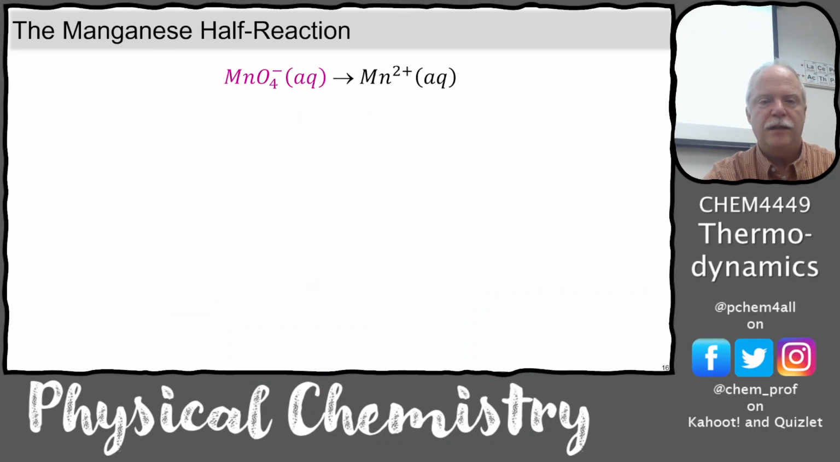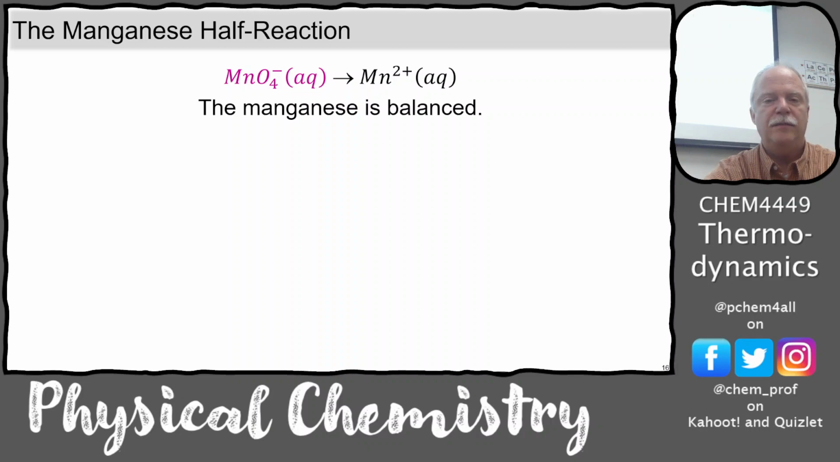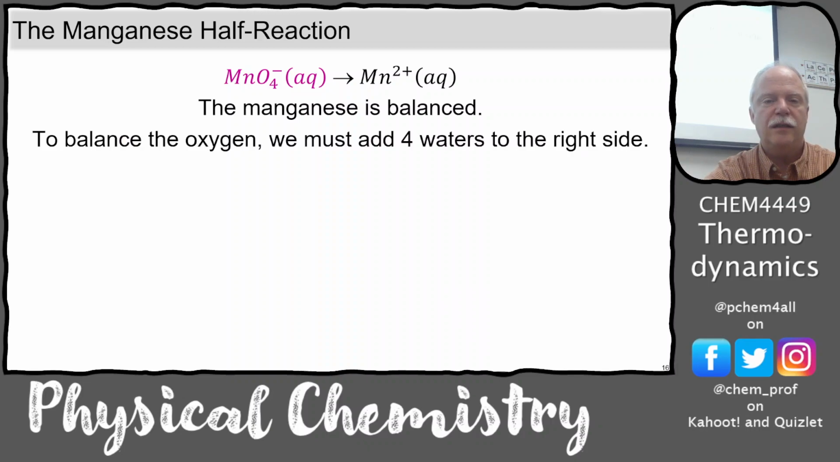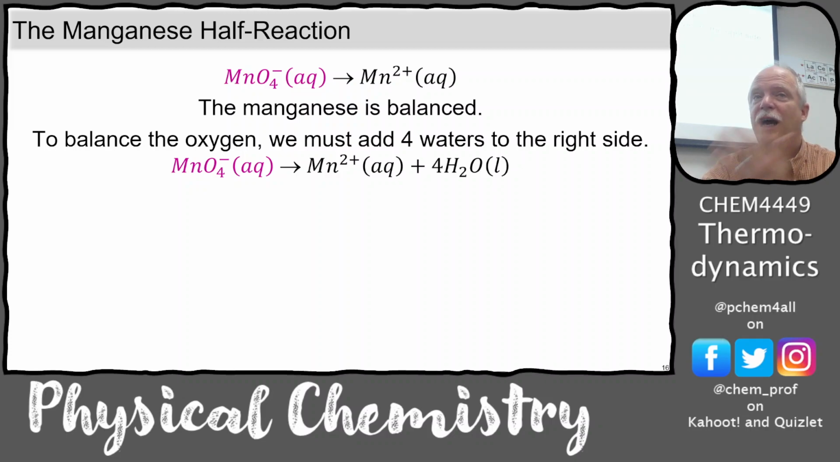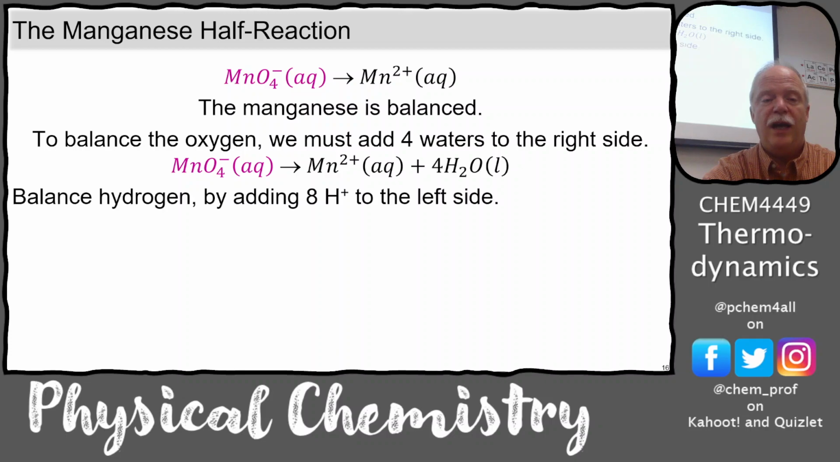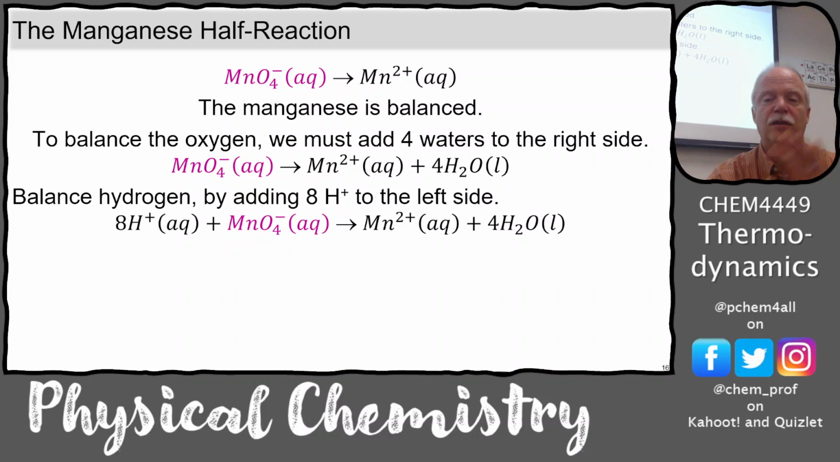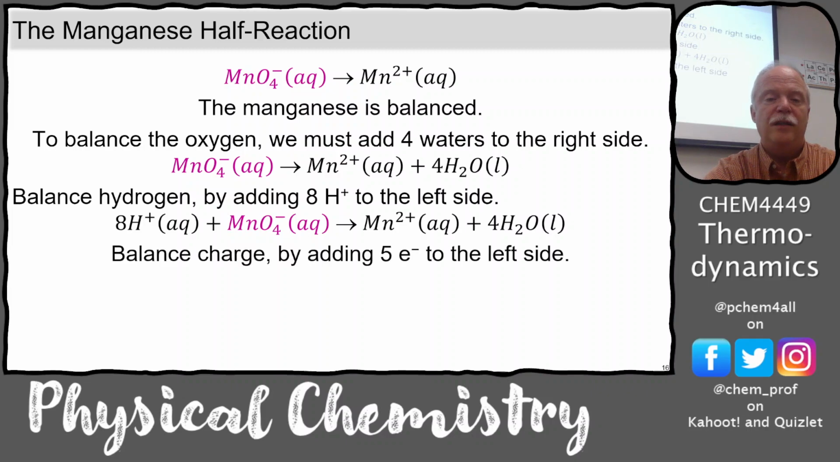Okay, the manganese half reaction. The manganese is balanced, so we do the oxygens next, and we have to add 4 waters on the right. That brings in hydrogens that didn't exist before, so now we have to do something with acid protons. 4 times 2 is 8, so we add 8 protons on the left so that the hydrogens are on both sides. And that changes the charges. That's why we hold the charges off till last. And so we add 5 electrons to the left side.